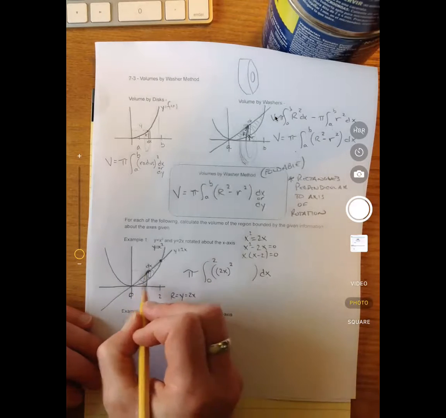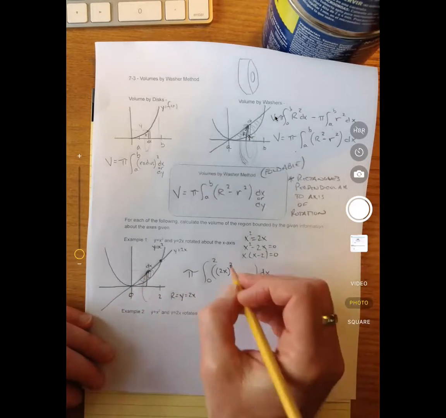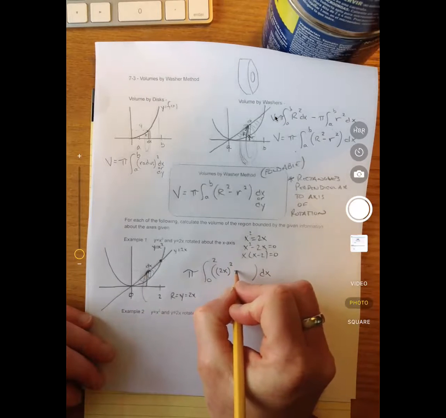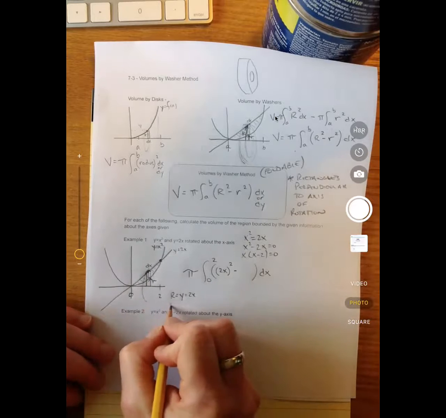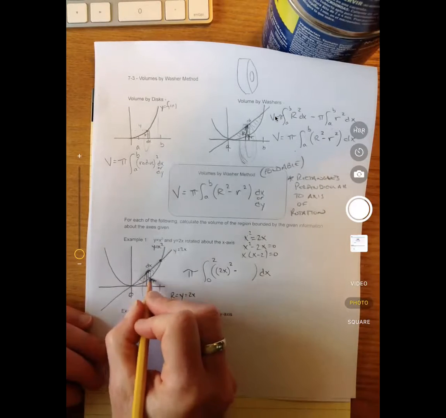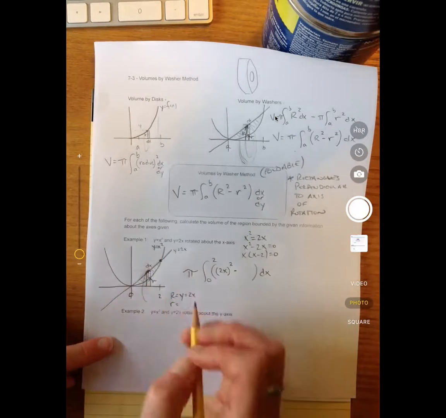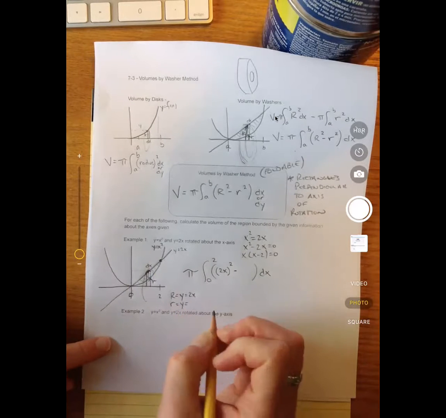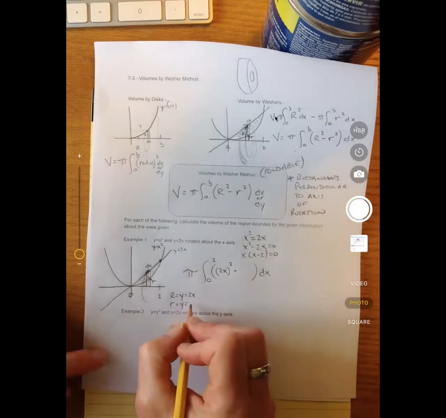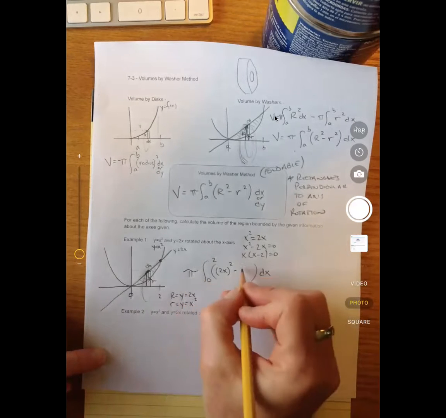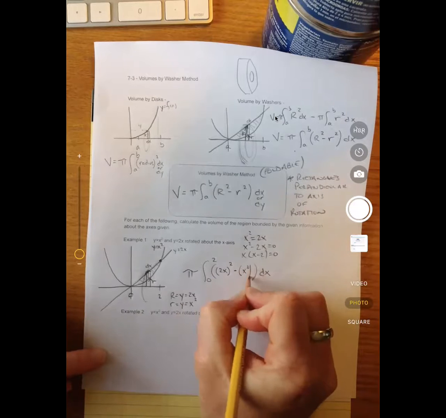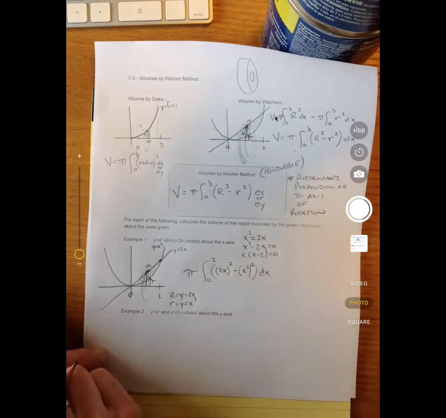But I want to subtract out the inner part. Well, the inner part is based upon the little r, or the little radius. Little r is also a y value, but it's a y value on the quadratic function. So it too is y, but it's the other y function, which is x squared. So pi little r squared will give me my inner volume. And I'm subtracting the 2.